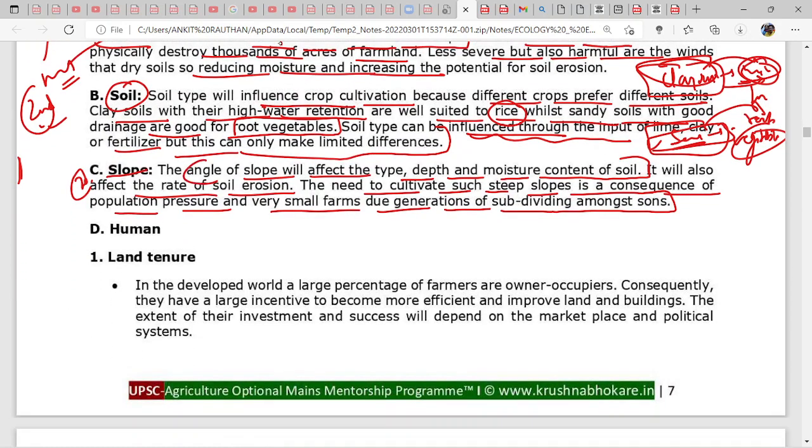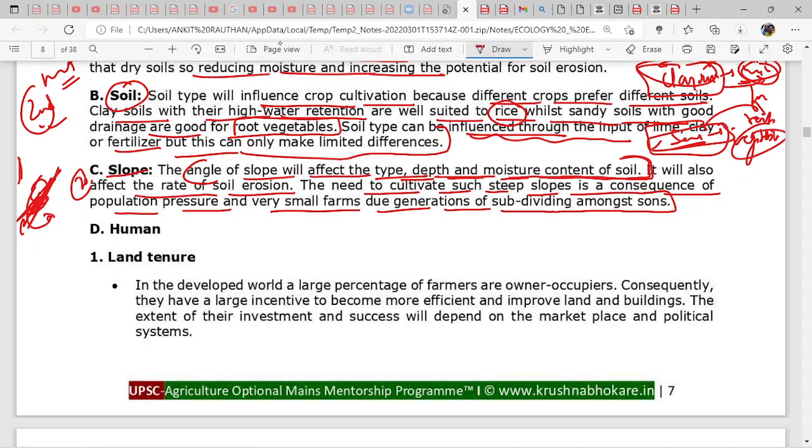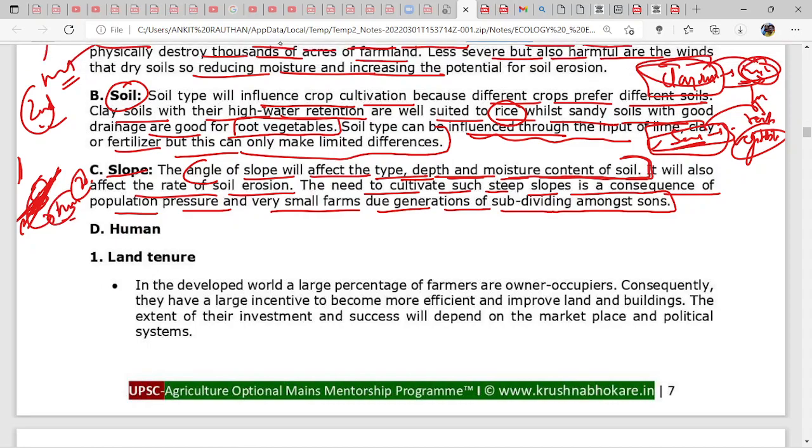So the angle of slope will affect the type, depth, and moisture content of the soil. The steeper the slope is, the steeper will be soil erosion, and the weaker the hold of soil. It is mainly affected in mountainous regions. So it will affect the rate of soil erosion. The rate of soil erosion will increase.